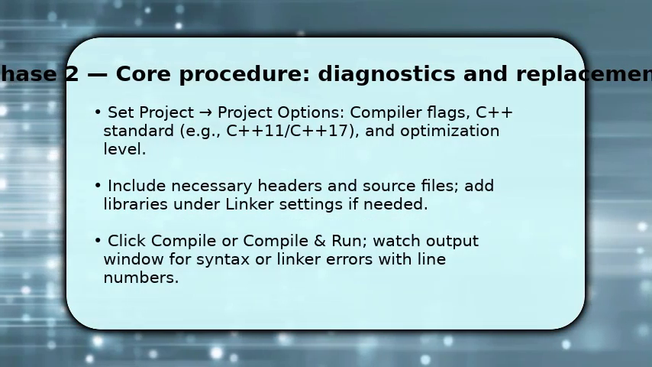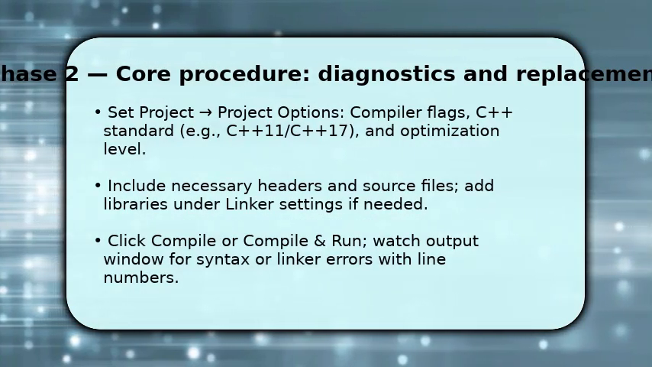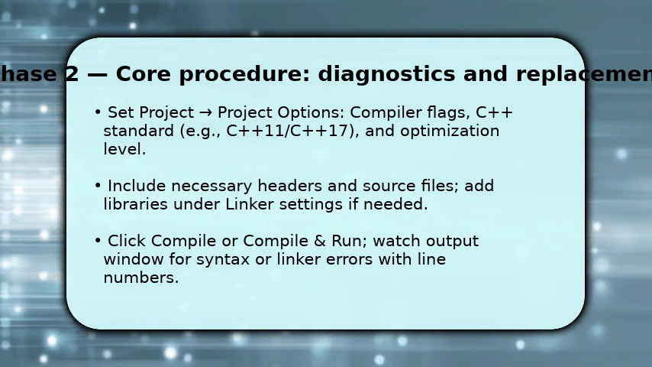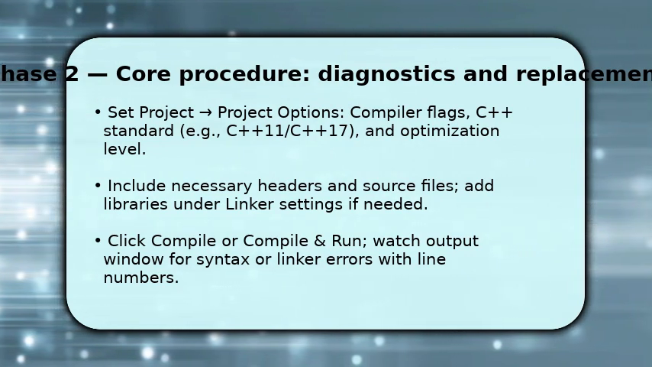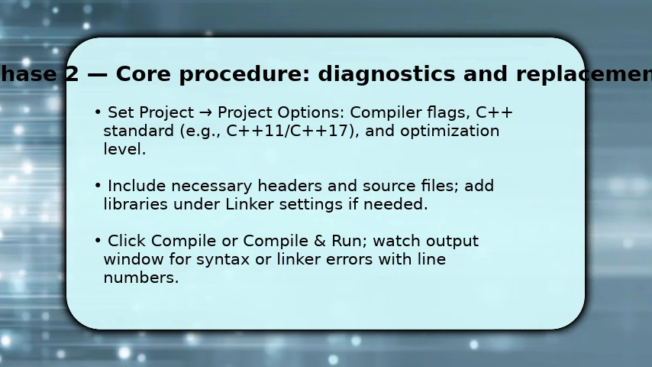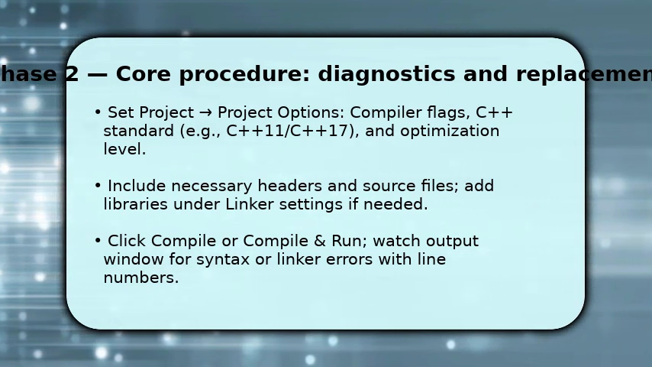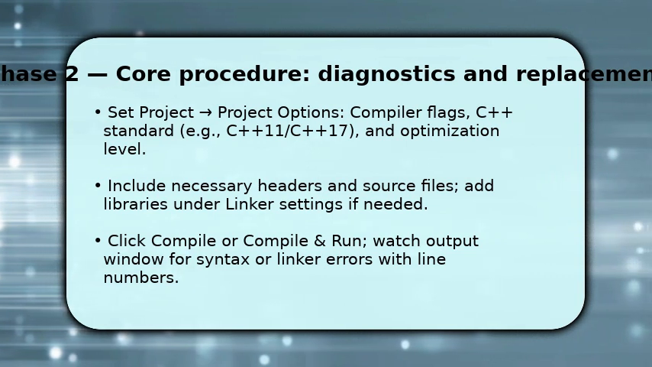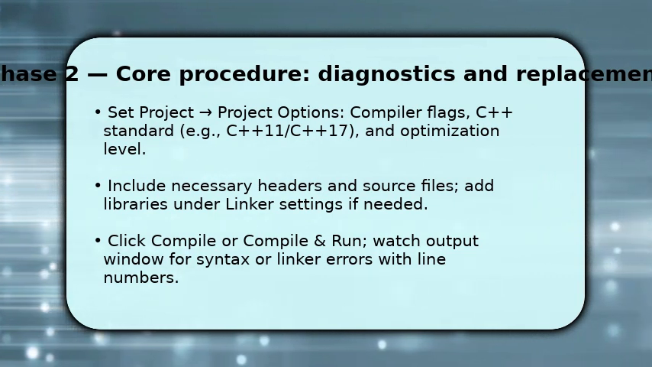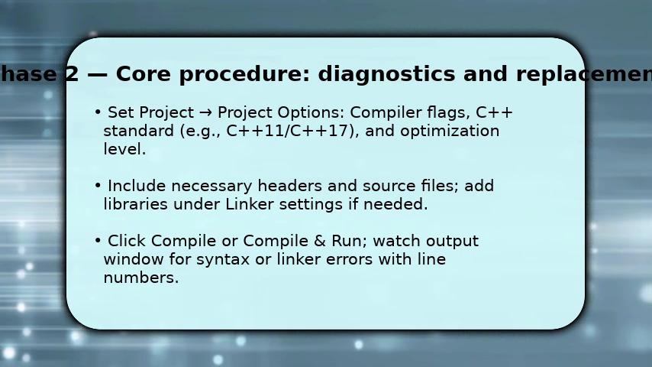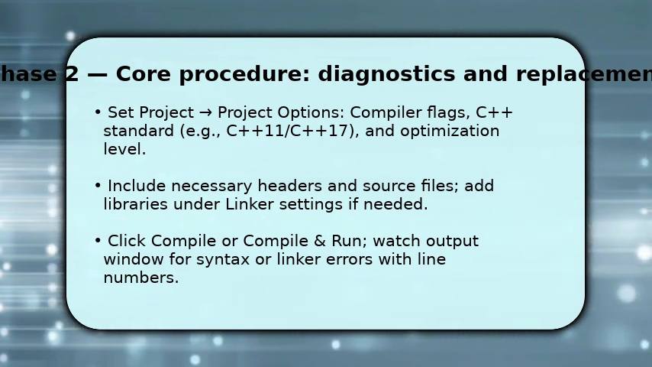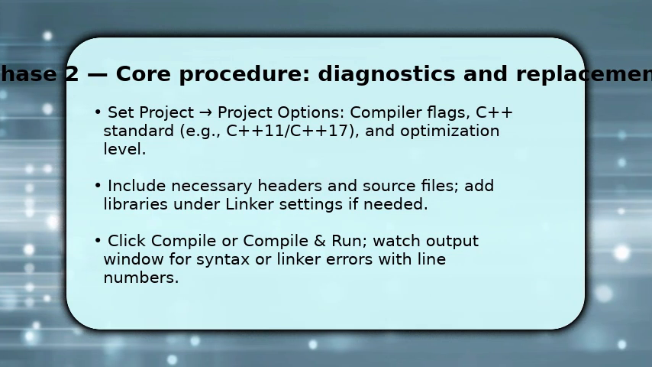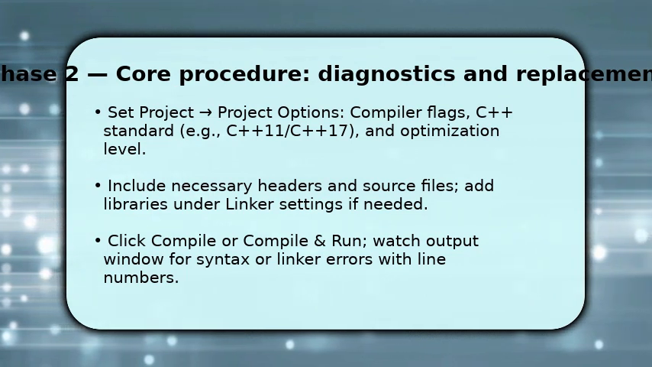You now configure the build. Open Project Options and choose the C++ standard and any optimization or debug flags you need. Next, confirm all source files and required headers are added to the project, and add library names to the linker settings when you rely on external libs. Then click Compile or Compile and Run. Dev C++ will invoke MinGW to produce an object and executable.